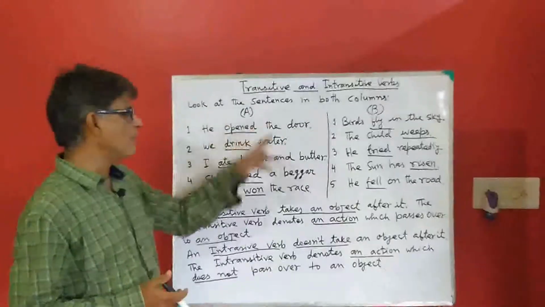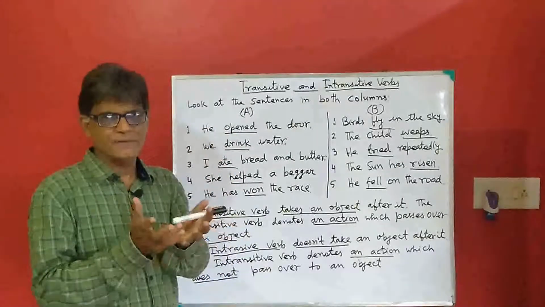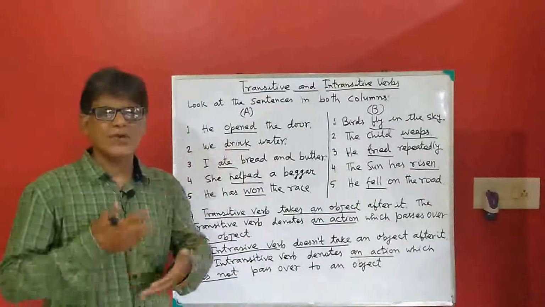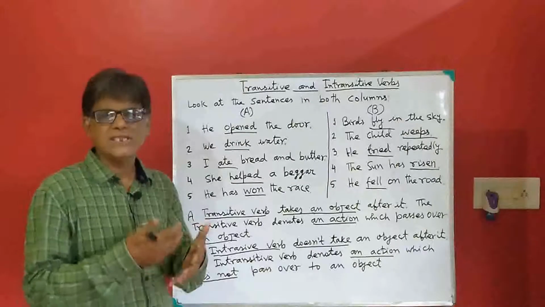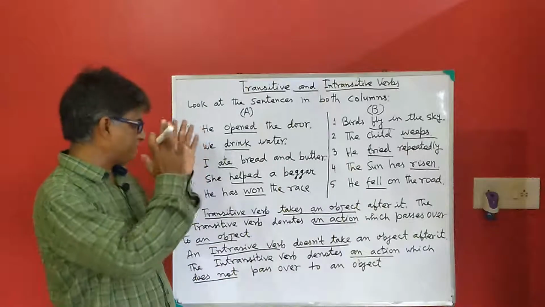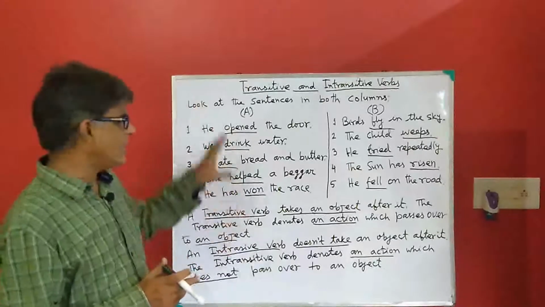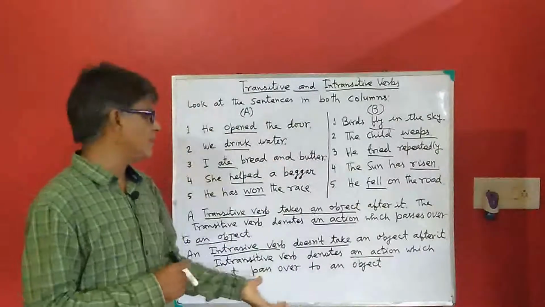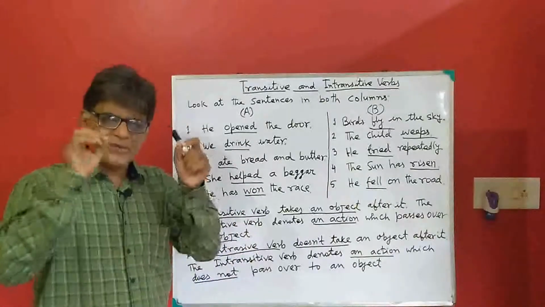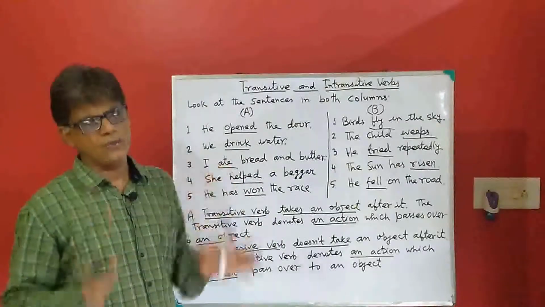For example, he opened the door. The action of opening has its effect on the door. Similarly, the action of drink has its effect on water. That is to say, when the action of the verb passes over to an object, the verb will be transitive. In a very simple way, a transitive verb is a verb which takes an object.